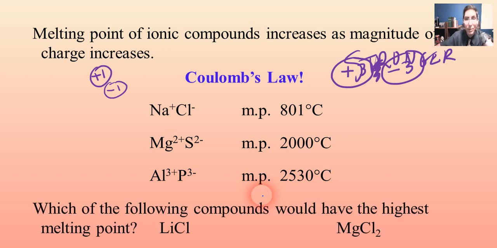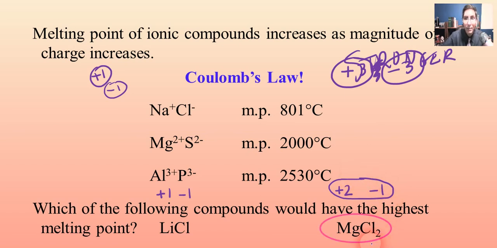So let's try an example here. Which of these compounds would you expect to have the highest melting point? Would it be lithium chloride or would it be magnesium chloride? Well, we can compare these easily by looking at the magnitude of the charge. Lithium is a +1, chloride's -1. Magnesium is a +2, and chloride's a -1. So the higher magnitude of the charge, this pair over here, should have the higher melting point.